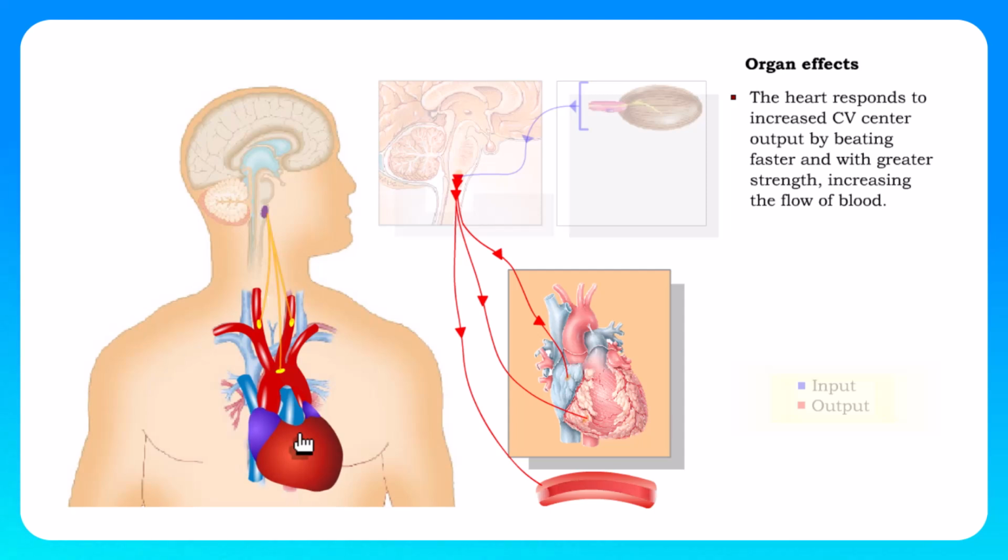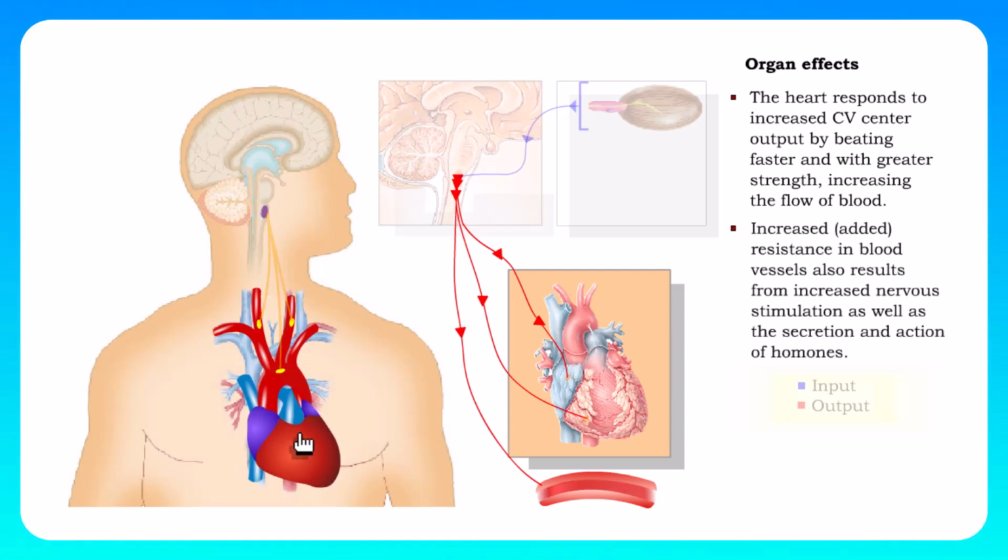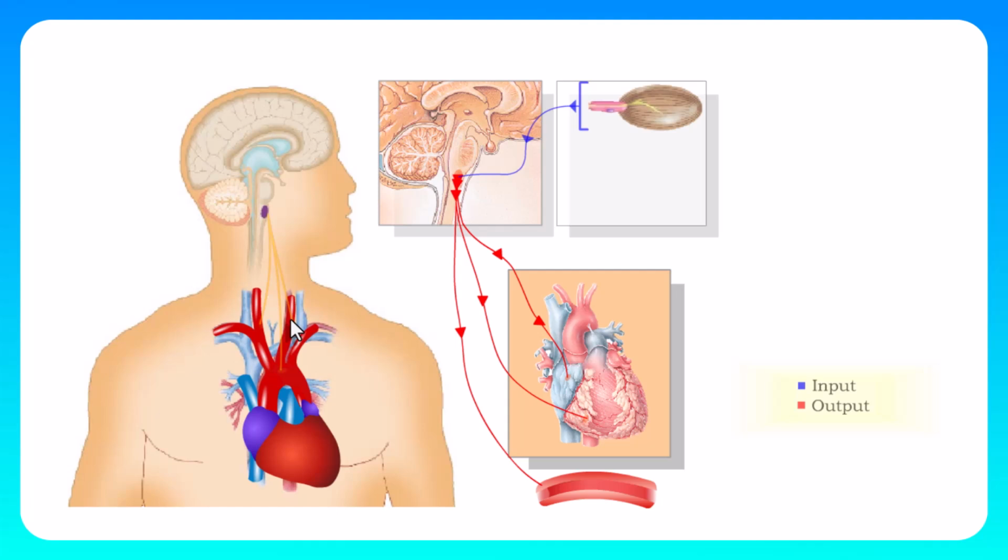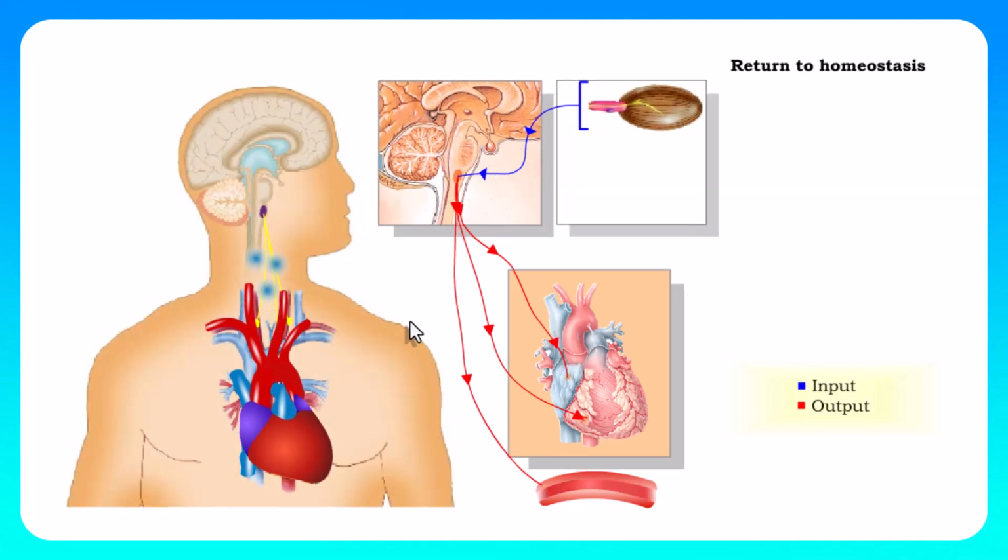The heart starts to beat faster, sending blood to the arteries at a faster rate. It also beats with greater strength, sending greater amounts of blood to the arteries with each beat. The nervous signals from the brain also signal secretion of hormones that constrict blood vessels, increasing their resistance.